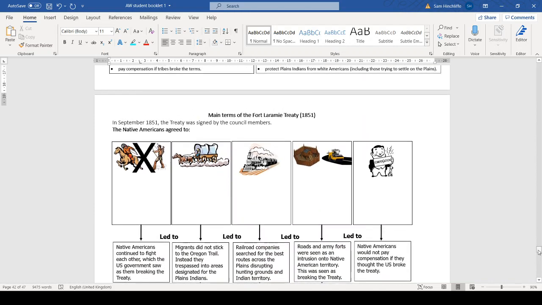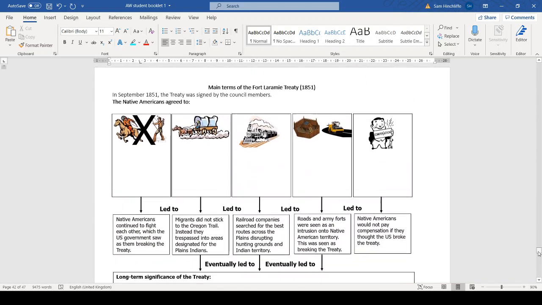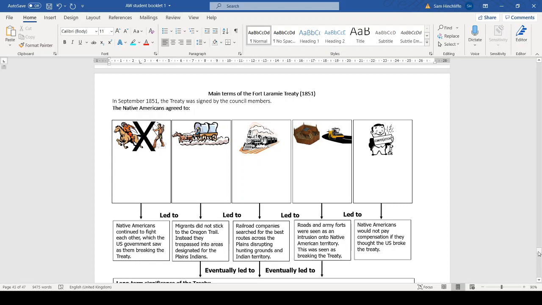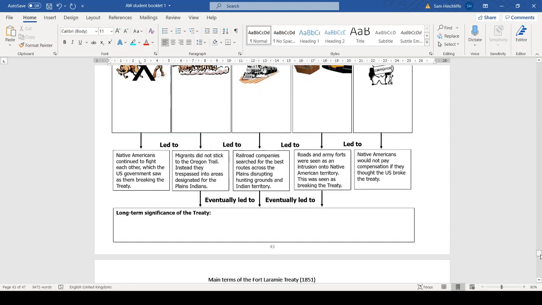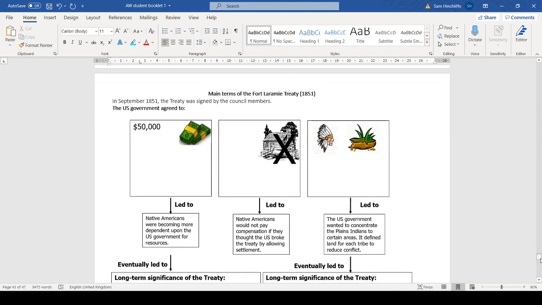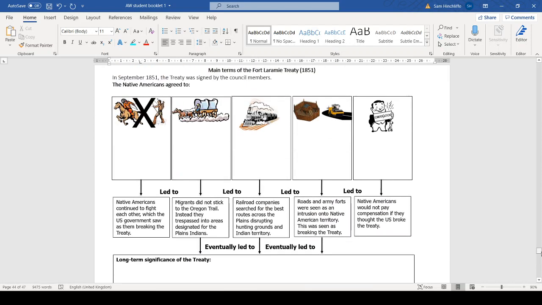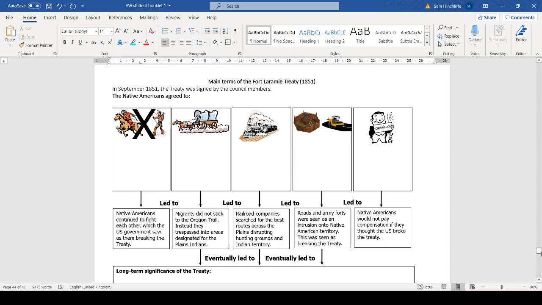So the way the activity works is you've got the main terms here. So this one is the Native Americans. So this is what the Native Americans had to agree to. The other page is what the US government had to agree to, and immediately I hope you can notice that there are far fewer terms for the United States government than there are the Native Americans. So already you can tell that this treaty is going to be one-sided.